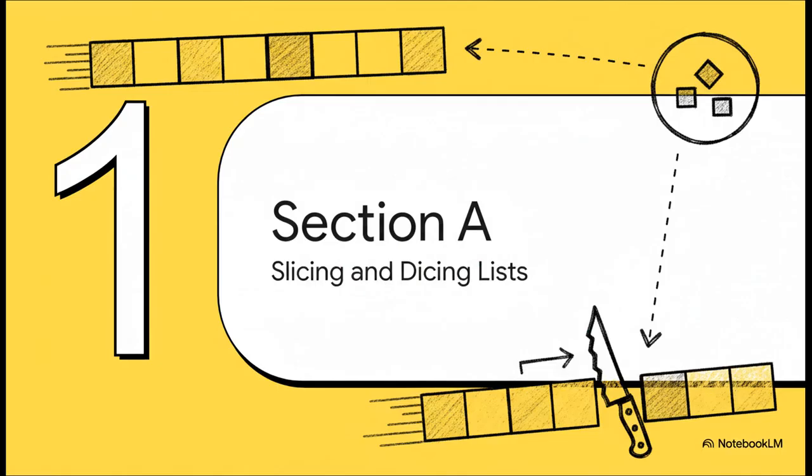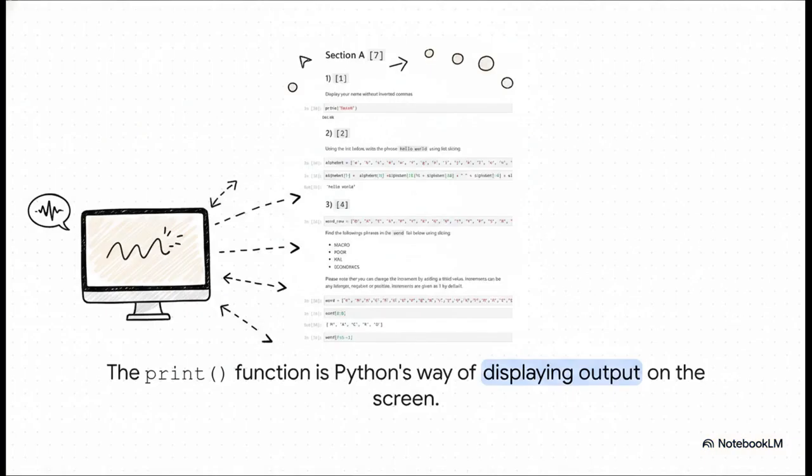All right, first up, we're jumping into one of Python's most powerful features, the ability to slice and dice lists. All this means is grabbing the exact pieces of data you need from a bigger collection. You know, in Python, we call that a list. It's basically just an ordered collection of, well, stuff. Okay, let's ease into it with the basics.